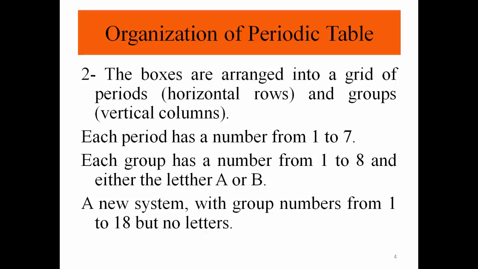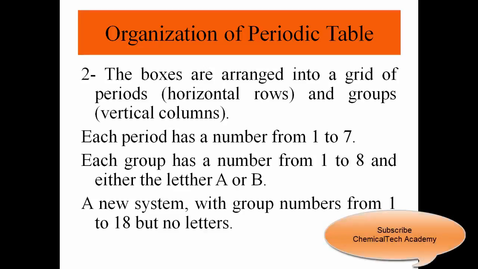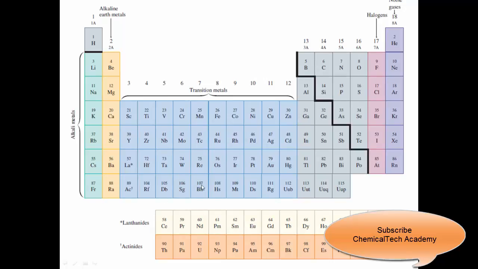Each period has a number from 1 to 7. Each group has a number from 1 to 8 and either the letter A or B. There is also a new system with group numbers from 1 to 18, but there is no letter for them. So when we have 1 to 8, we have letter A or B, and when we don't use the letter, we have 1 to 18. So here you can see this example.